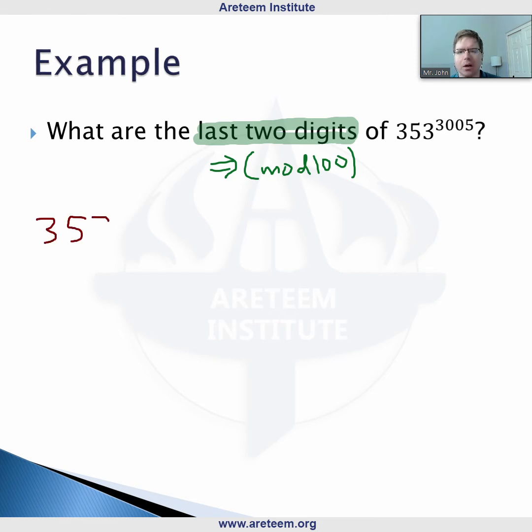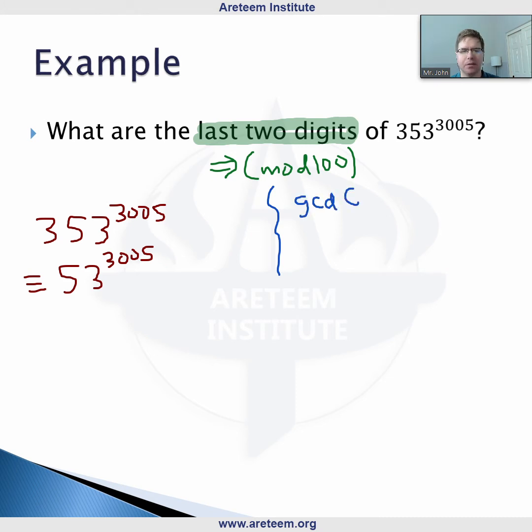If we only care about the last two digits, this will be a common theme in a bunch of these ideas. We can just write this right off the bat as 53 raised to the 3005th power. Now, let's do some work off to the side here as well. Asking a question, is 53 relatively prime with 100? Well, yep, that is. So the GCD of 53 and 100 is 1.